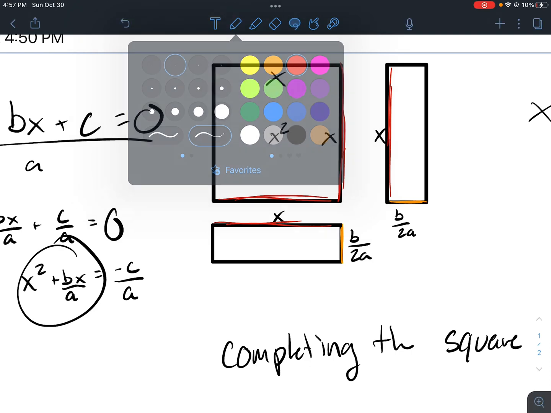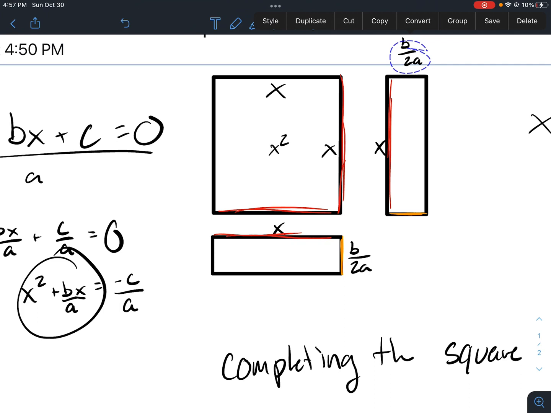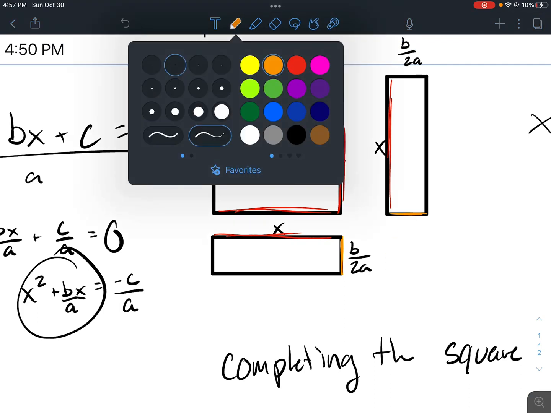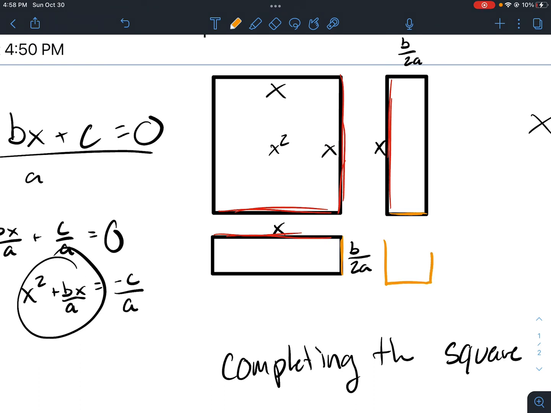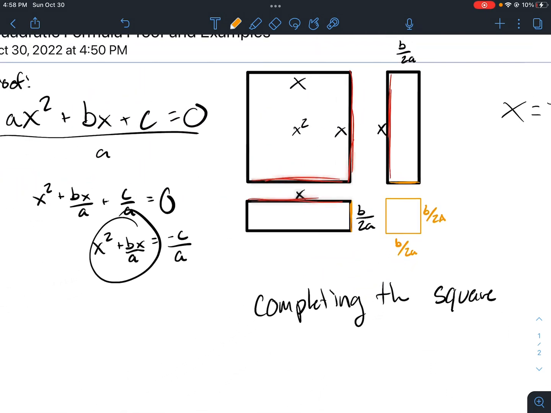So now, kind of as I alluded to before, what we're going to do is we're going to make another box down here. So let's actually make an orange box really quick. So this is what's called completing the square. Note that the dimensions of this box are going to be b over 2a and b over 2a. So this is going to be very, very important a little bit down the line.